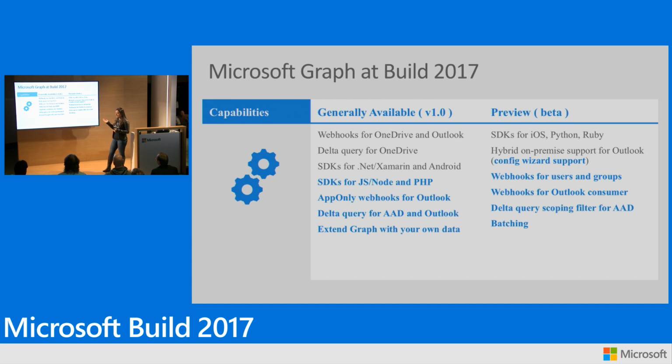We also announced the general availability of the ability to extend the graph with your own data. So this is the ability of getting your data from your application be stored in the same way that we store data from the graph. So for example, if you have a user, and you want to store additional information like an employee number or some roaming settings for that user, you can use the graph to go and store that information.